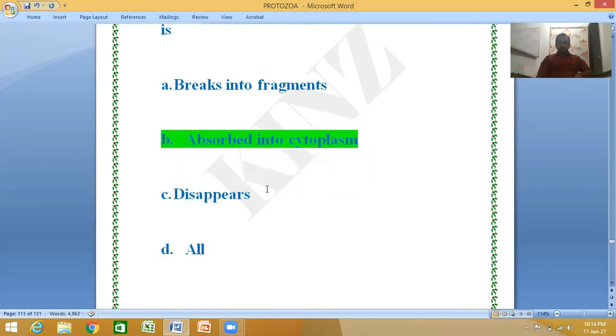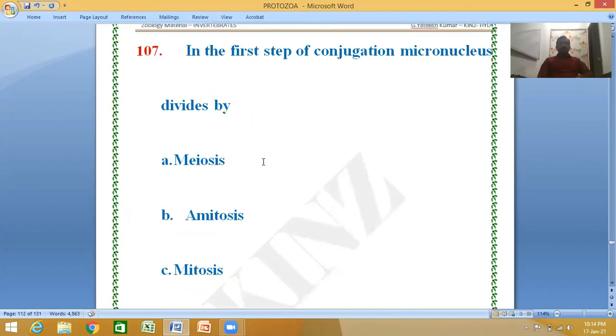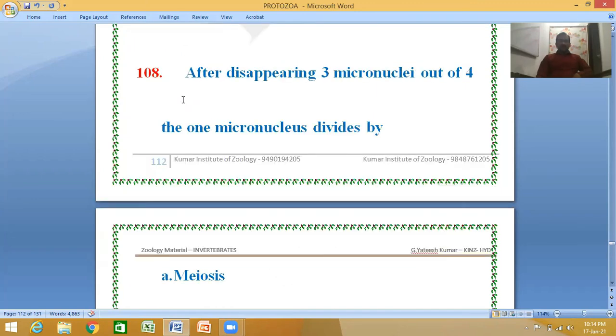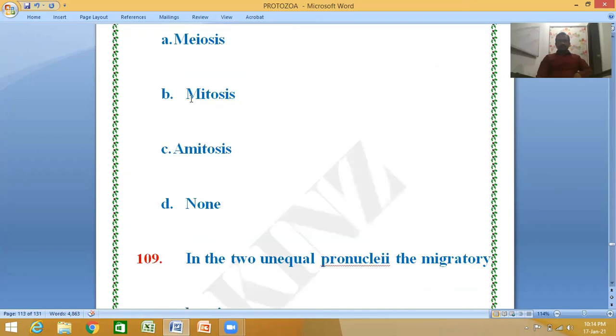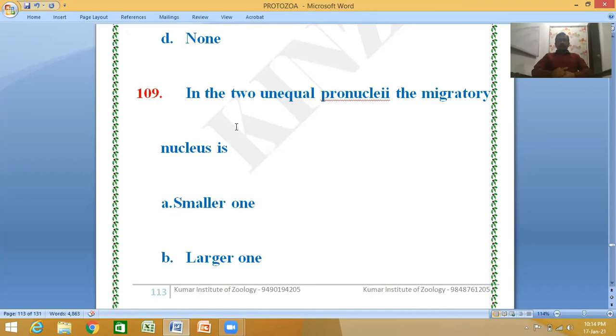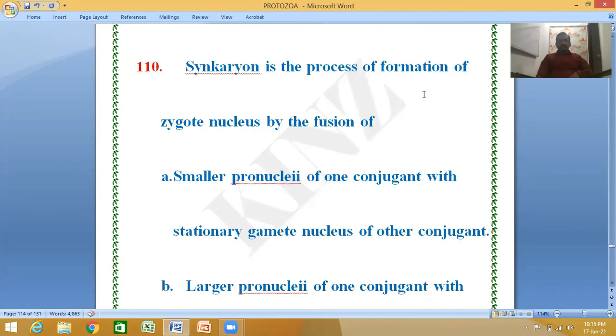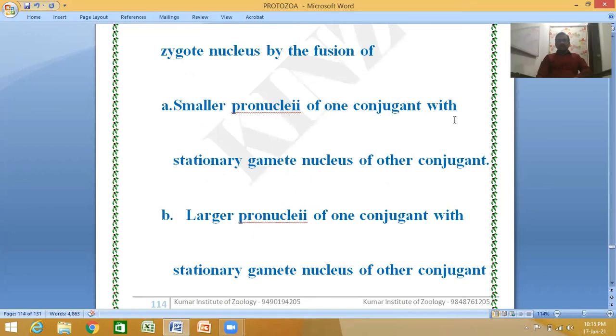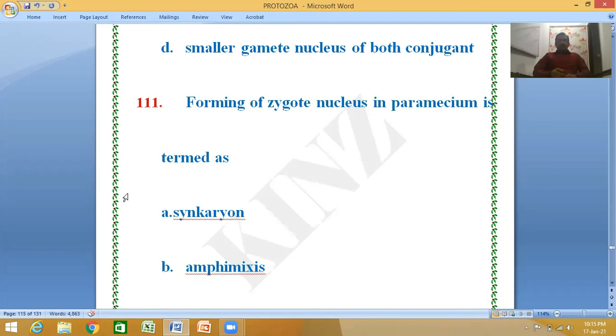In the first step of conjugation, the micronucleus divides by meiosis. After 3 nuclei out of 4 disappear, one of the micronuclei divides by mitosis. Of the two unequal pronuclei, the migratory nucleus is the smaller one. Synkaryon is the formation of a zygote nucleus by the fusion of the smaller pronucleus of one conjugant with the stationary gamete nucleus of another conjugant. Formation of the zygote nucleus in Paramecium is termed synkaryon.